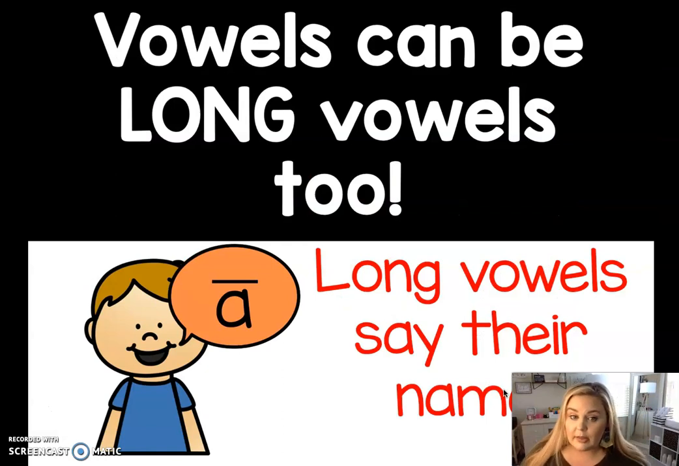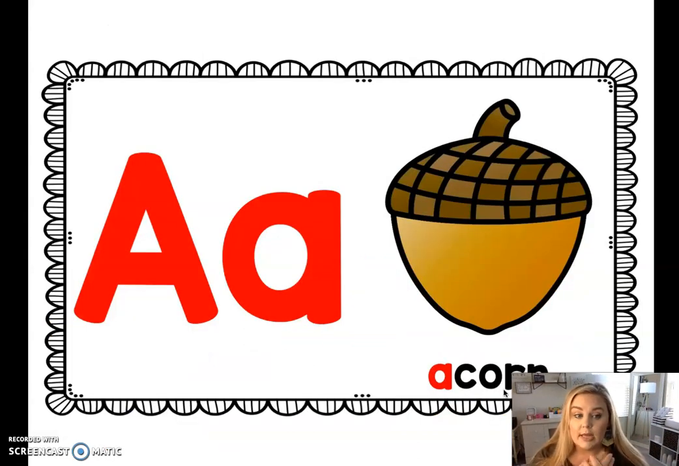Now, the new learning that we're going to be doing is that vowels can be long vowels too. So we have 2 types of vowels. We have short vowels and we have long vowels. And they can say 2 different things. So we're going to move on to reviewing the 2 different sounds that A can say. We already know that A can say ah, but it can also say its name, as in acorn. So A can say ah and it can say A.